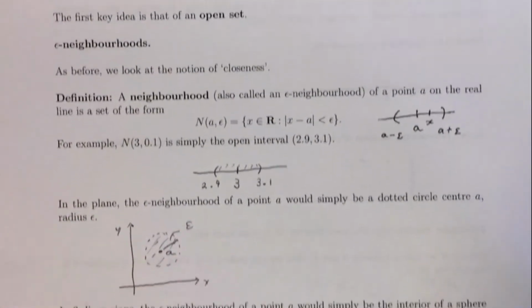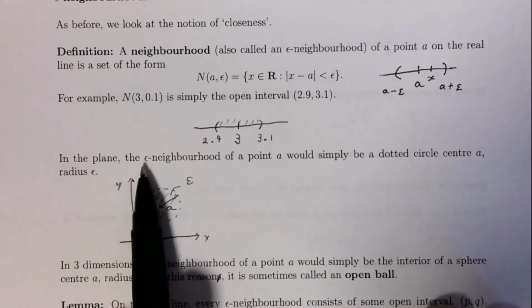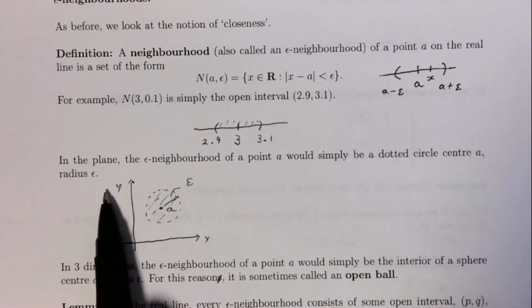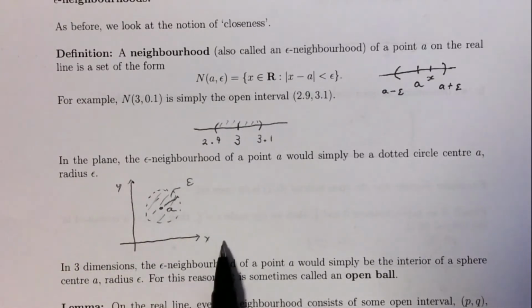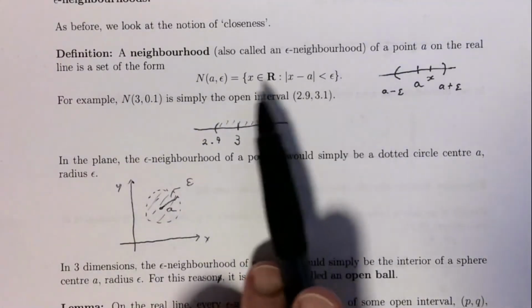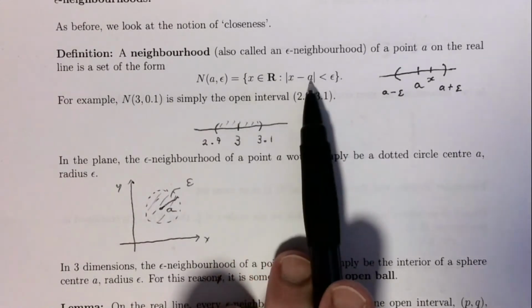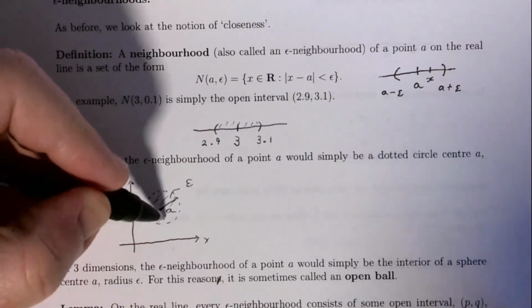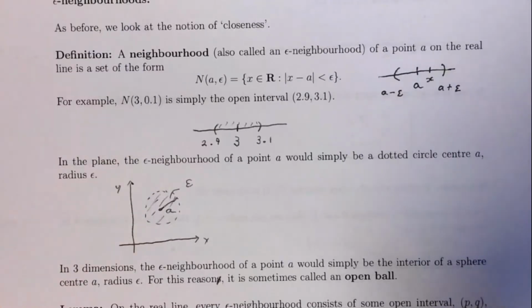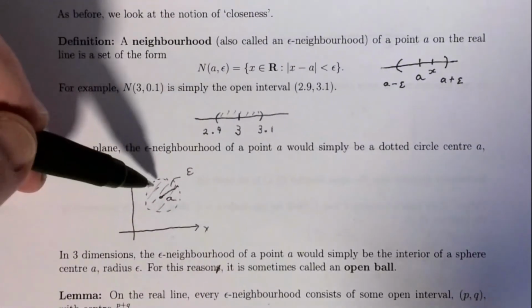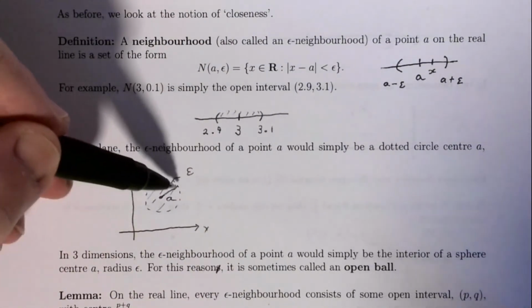Now, we can extend this idea to the plane, and in this case, an epsilon neighbourhood is going to be the interior of a dotted circle, centre A, radius epsilon. So if we're talking about the xy plane, then we could use the same definition, except now we're thinking of x as a vector and A as a vector, and this is just measuring the distance between x and A, and that's got to be less than the width of the band. And so an epsilon neighbourhood on the line looks like an open interval. In the plane, it looks like an open disk.